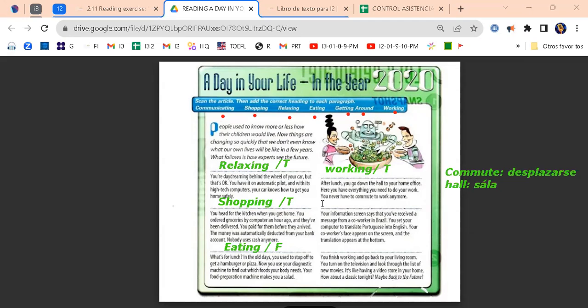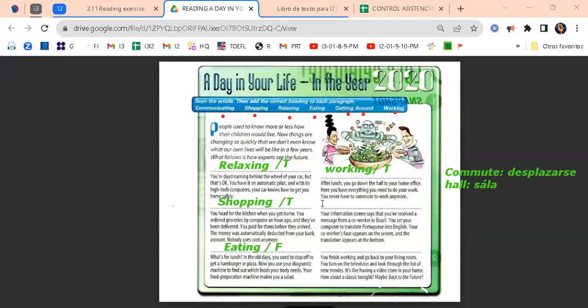Okay, let's see. Volunteer for the next paragraph. Maybe Juan, well, Juan Carlos is driving. Carla, Abigail, Carlita, will you help us with the paragraph that says your information? Okay. Your information screen says that you received a message from a coworker in Brazil. You set your computer to translate Portuguese into English. Your coworker's face appears on the screen and the translation appears at the bottom.